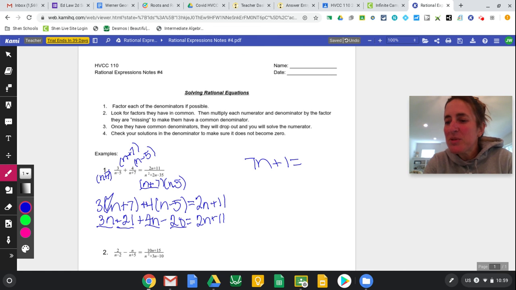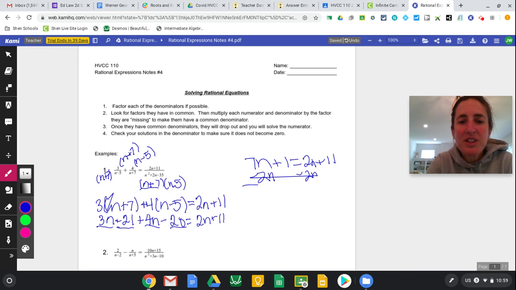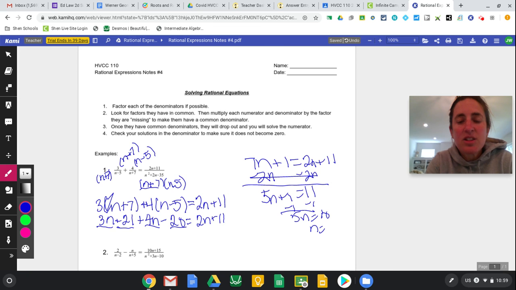So 7n plus 1 equals 2n plus 11. So now I'm going to subtract 2n to the other side. So I've got 5n plus 1 equals 11. I'm going to subtract 1. 5n equals 10, or n is 2.